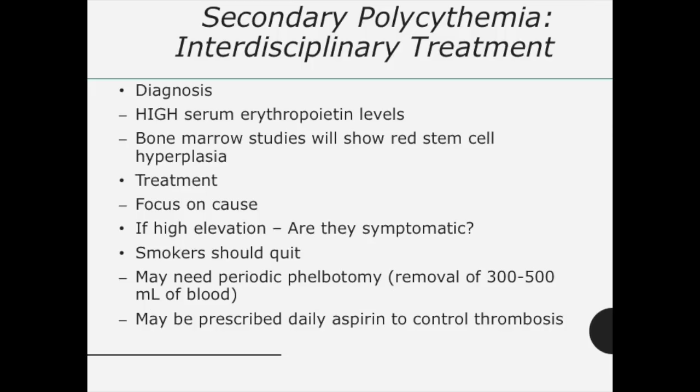And then there is a potential that they are going to need periodic phlebotomies. So this would be a removal of 300 to 500 mils of blood. If you go to ambulatory care, if you're at Floyd, you will see patients that actually come in to have this done, usually about once a month or so. And then they also will be prescribed aspirin to control that thrombosis.